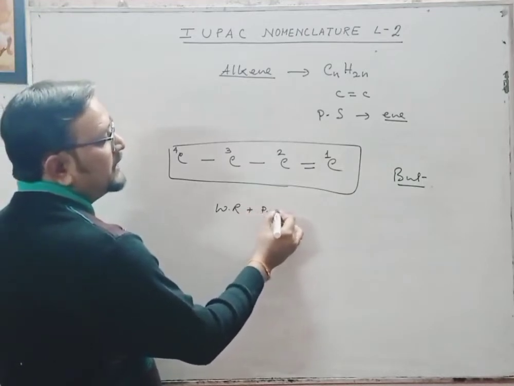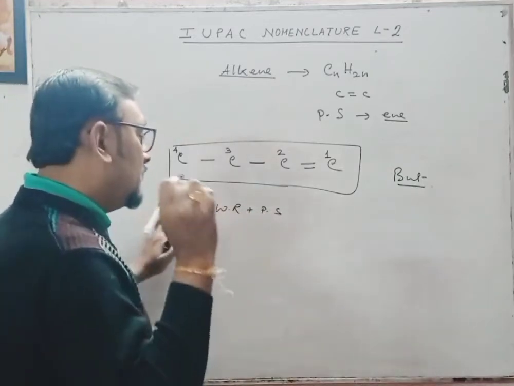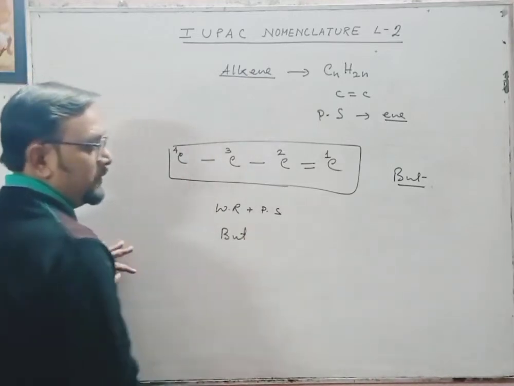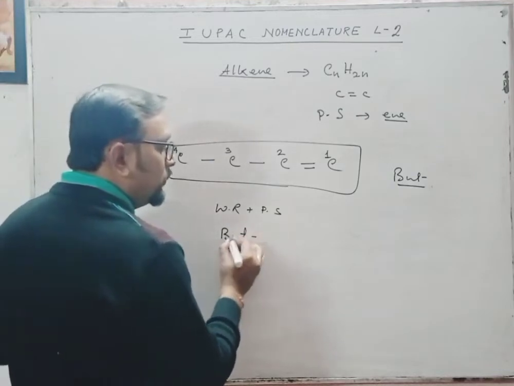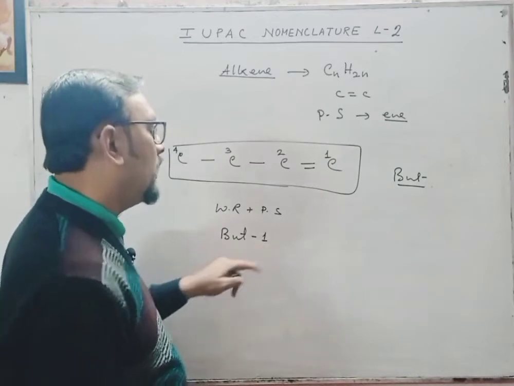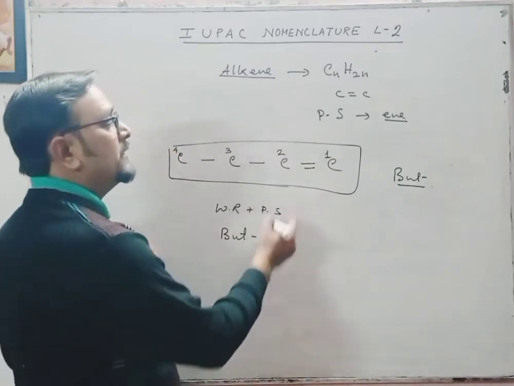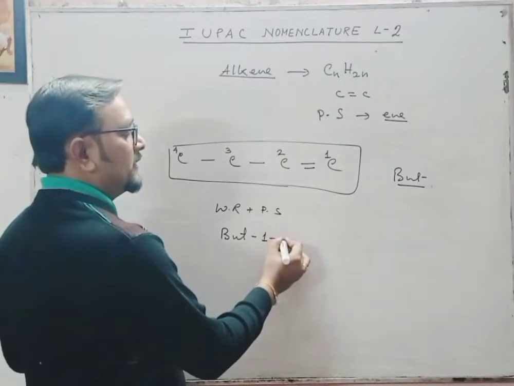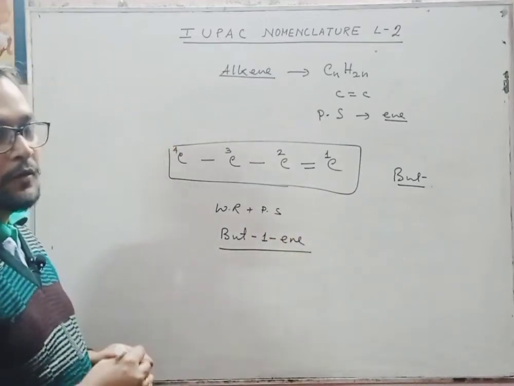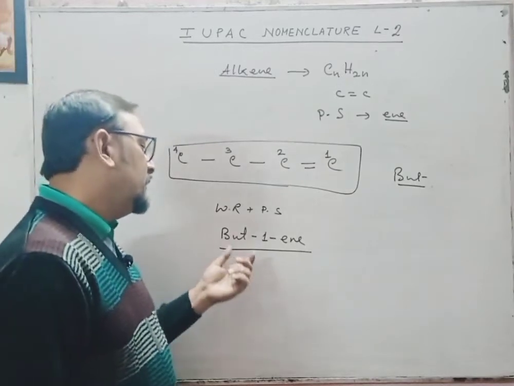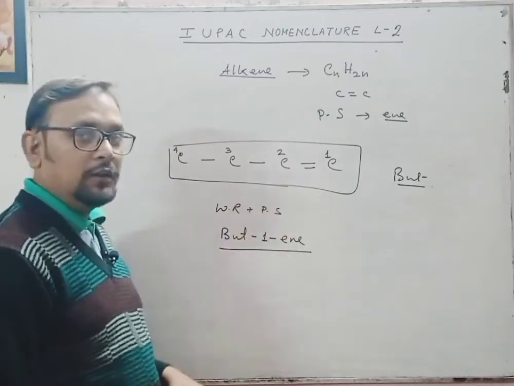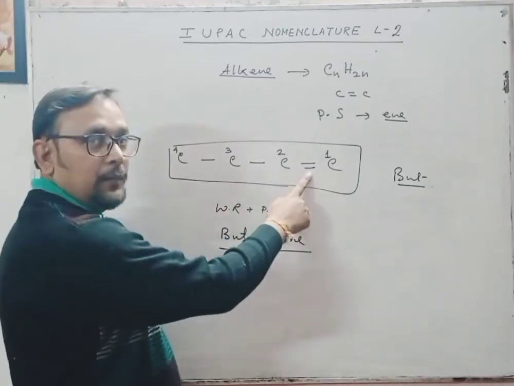plus primary suffix. Now what is the word root here? But. After writing but, mention the position of the double bond, or the locant of the double bond. But-1, and then write the primary suffix. What is the primary suffix here? Ene. So the name is but-1-ene. So what I have done here, I have first mentioned the word root, then I mentioned the locant, or the position of the double bond.